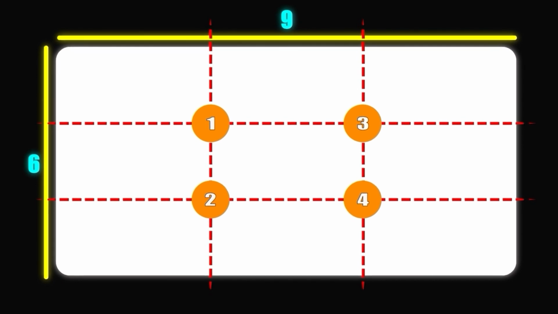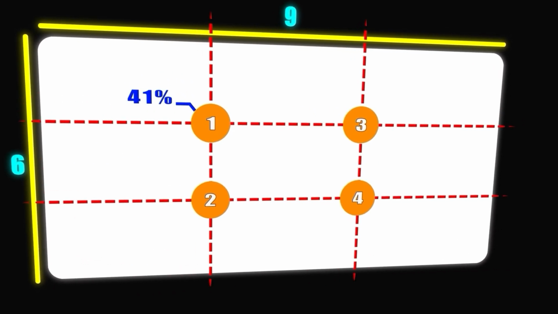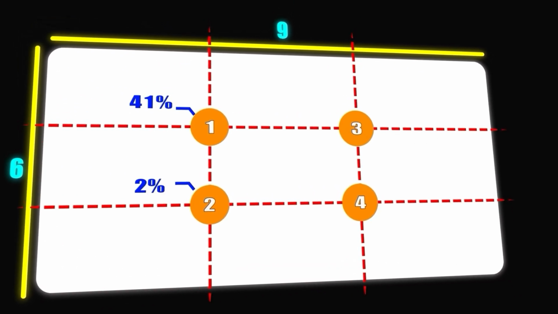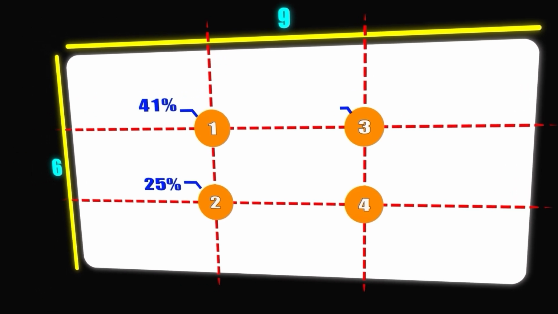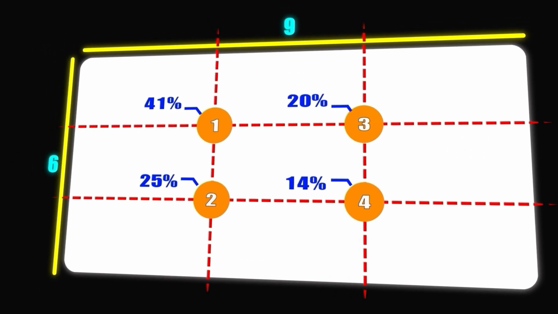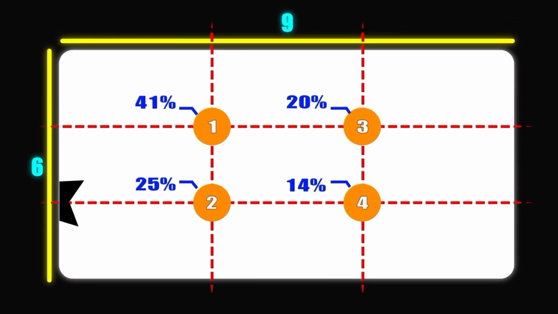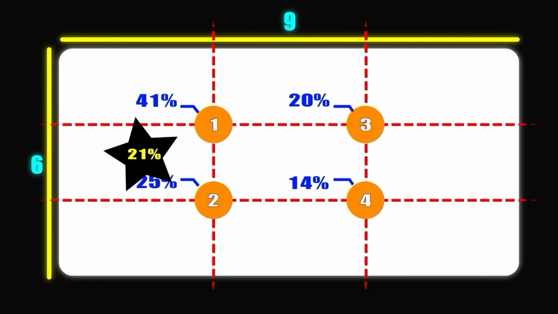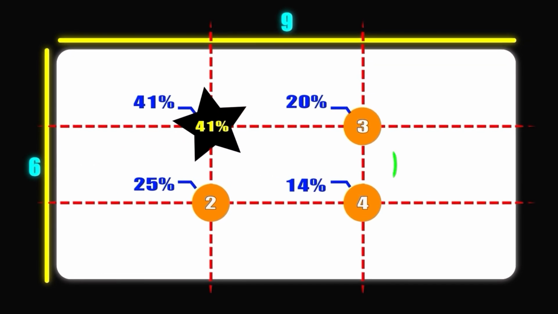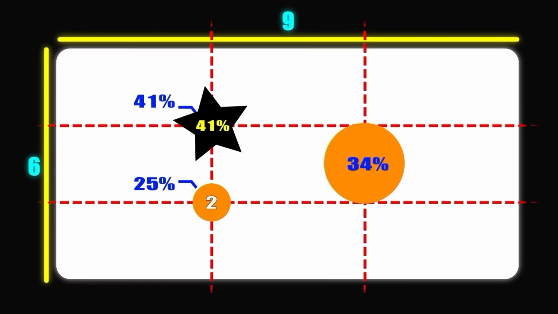The rule says that the viewer's concentration on point 1 is 41%, point 2 is 25%, point 3 is 20%, and point 4 is 14%. The closer the element is to a point, the greater the concentration ratio is to equal the point. You can combine points to get a higher concentration score.